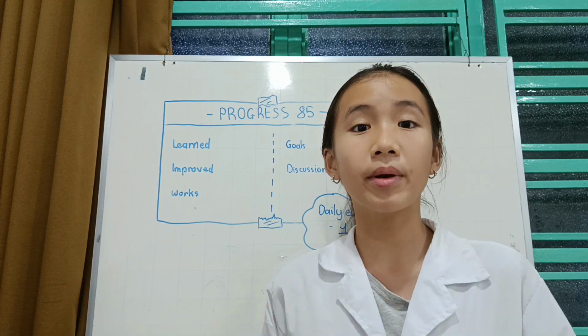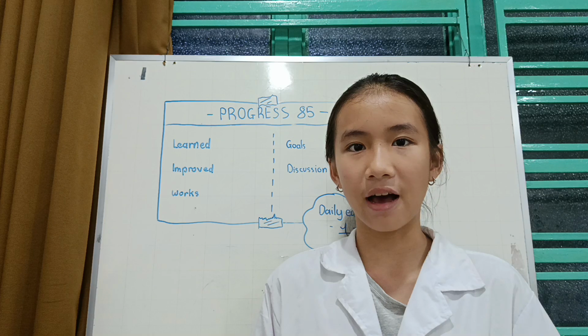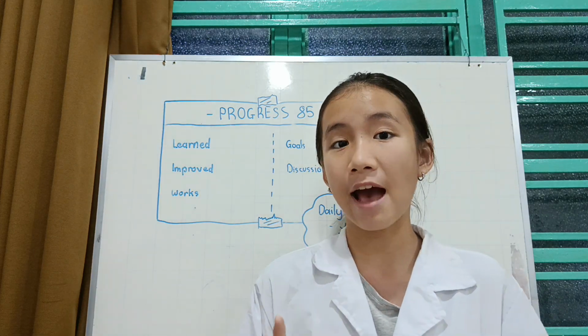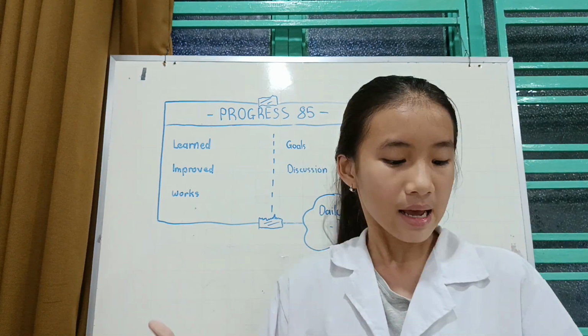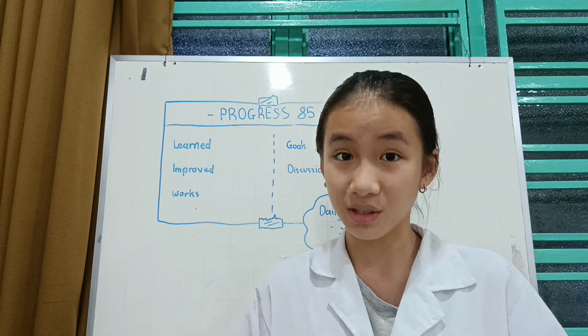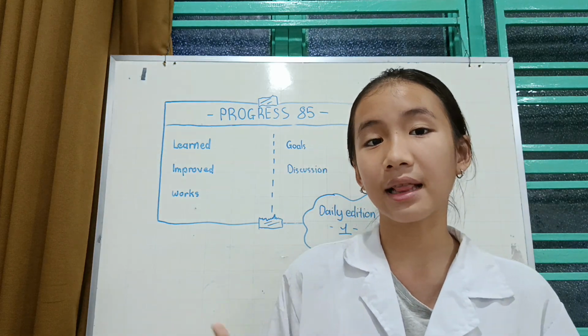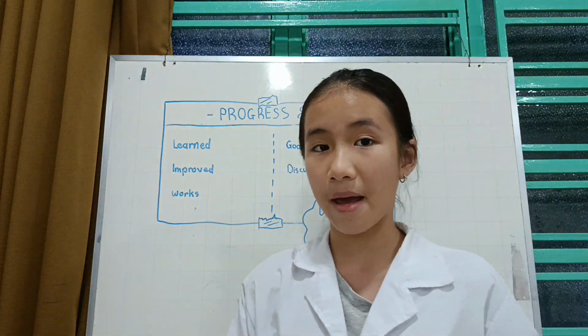In this video, I'll be talking about my D1, which is my progress week 85. I'll be talking about the 5 main parts that I have in my detailed plan. The first part is what have I learned, followed by the second part, which is the goals that I set for myself this week. Next is what have I improved, and the discussion in the meeting, and last but not least, the works for next week. So let's get started on my first part.